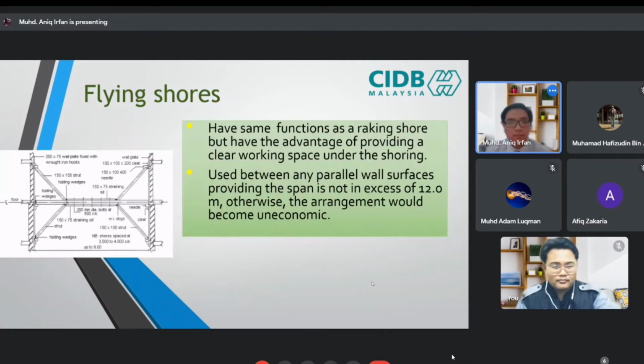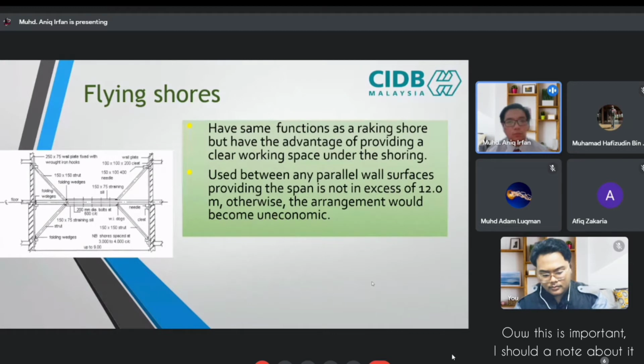For the last, the flying shore has the same function as a raking shore but has the advantage of providing a clear working surface under the shoring. It is used between any parallel wall surfaces providing the span does not exceed 12 meters. Otherwise, the arrangement would become uneconomic.